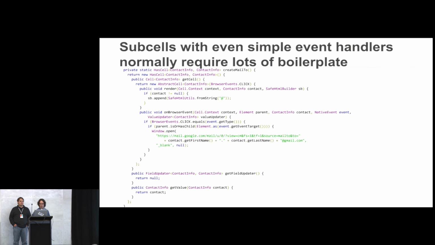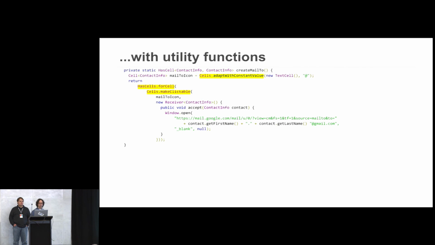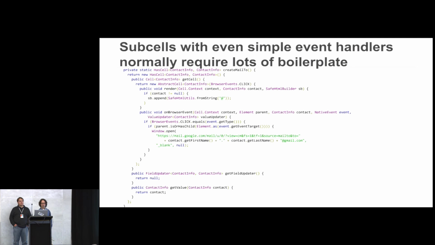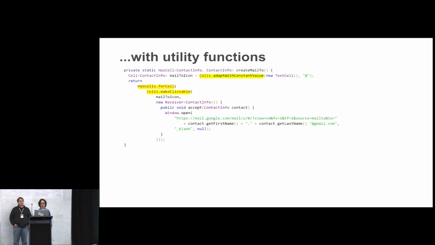So if you don't really need most of that, why not call our utility functions and reduce this even further. So you can create a cell for the mail to icon by using the adapt with constant value. I showed you that a few slides ago. Here, instead, we're using a text cell with a constant value being the @ So we don't need to vary that @ symbol for each contact. And then we use these HasCell functions to wrap some click handling into that cell. And then you just need to fill out a really simple API, providing a receiver that has an accept method that allows you to do the click. So again, if we go back and forth, you can see I reduced that in half, basically.